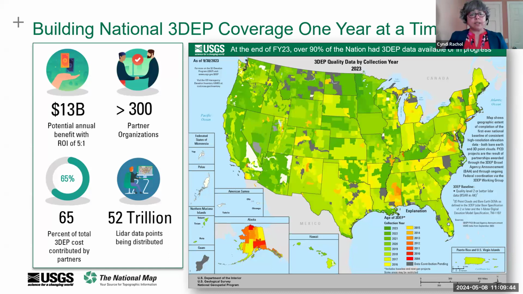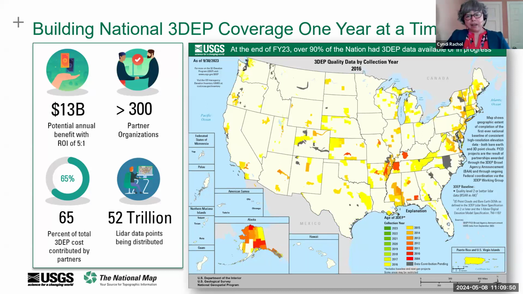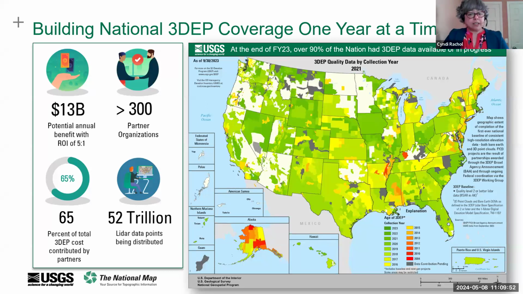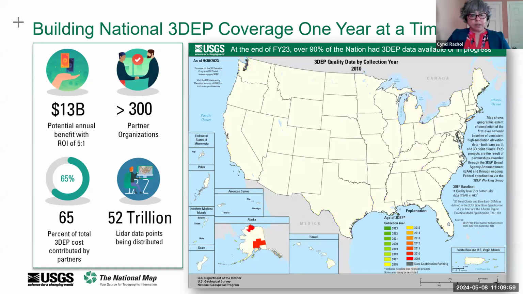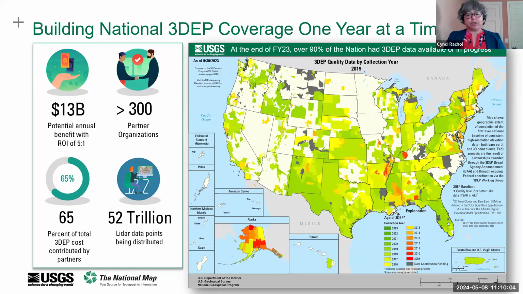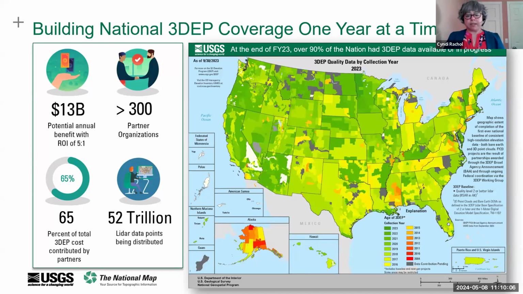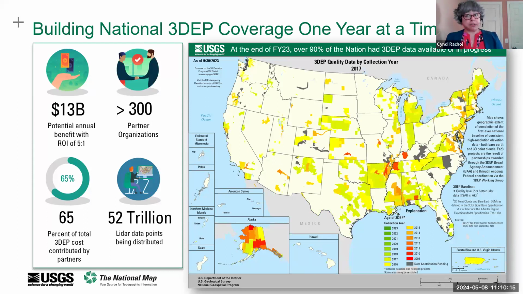And already we are transitioning to new coverages in areas where we already have existing data. I can't say enough about this community accomplishment. It's a resounding success that wouldn't be possible without our partners. Our public-private partnership and our 3DEP best practices have attracted partners from across more than 300 tribal, state, local governments, and other organizations. Today, we are distributing more than 52 trillion points, and that's more than 157,000 points per person in the US.